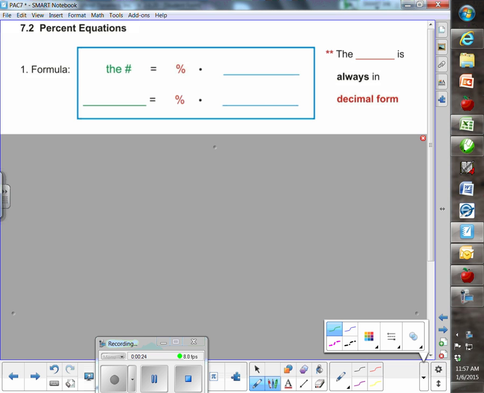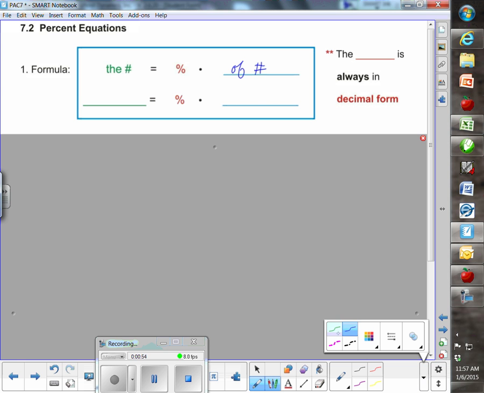All right. So the formula is the number equals the percent, and then in blue, times the of number. The of number goes in the blank. Say, what in the world is the of number? You'll see. But that's the formula. The number equals the percent times the of number. That's the formula.